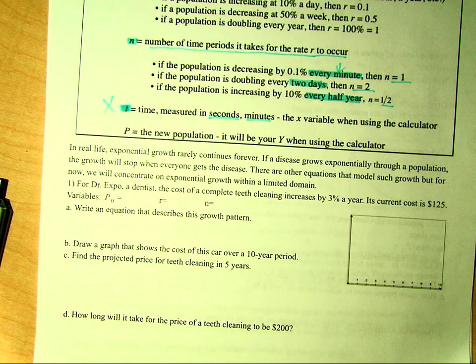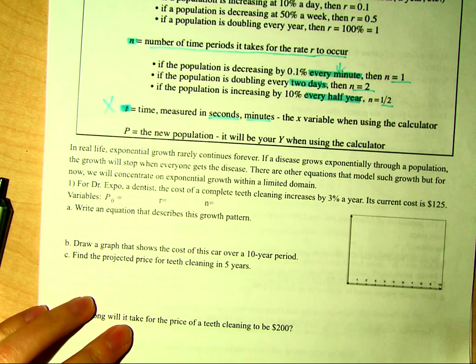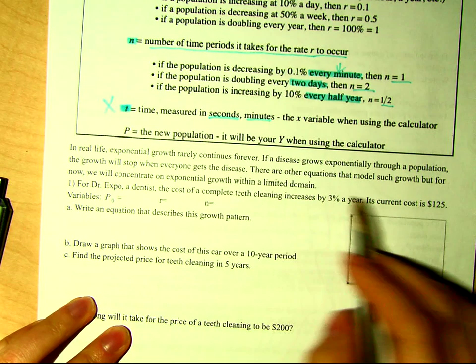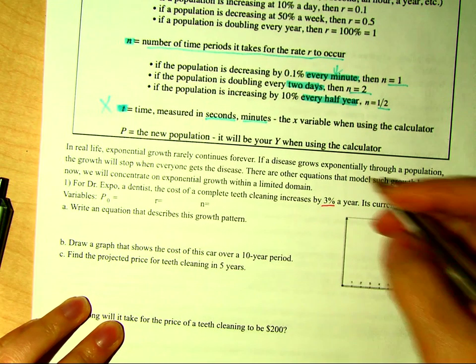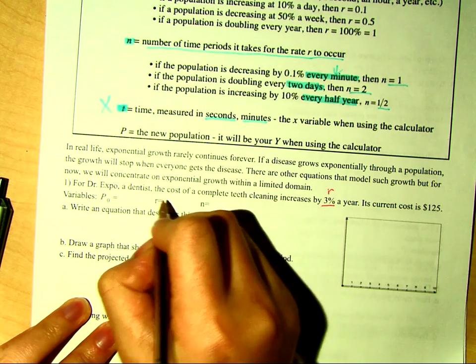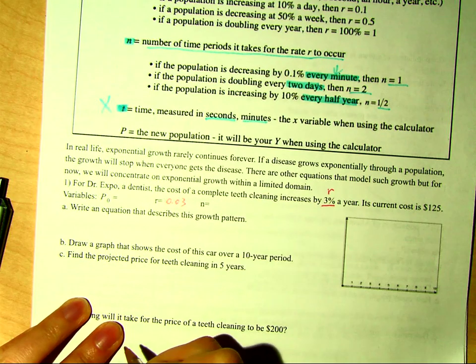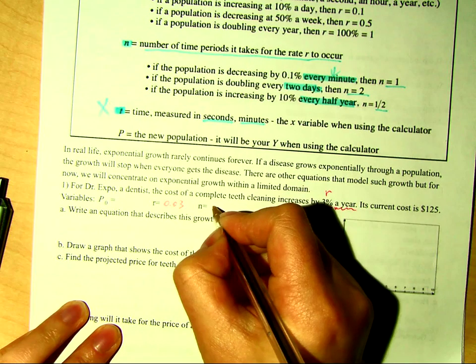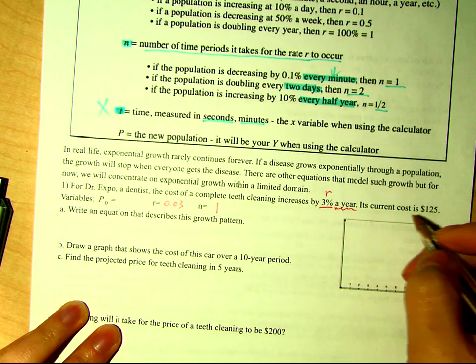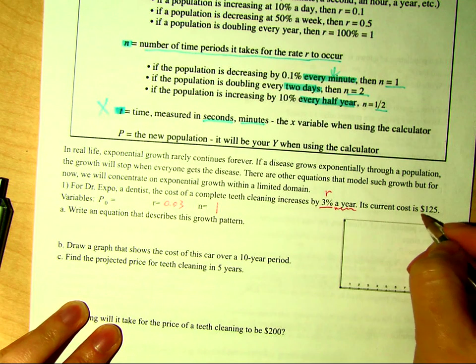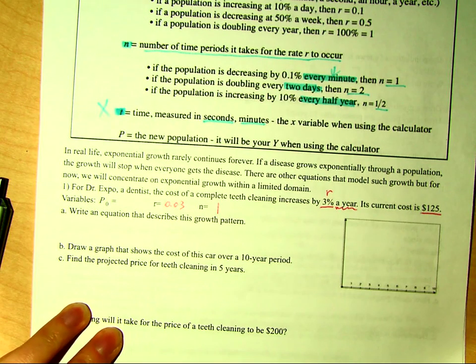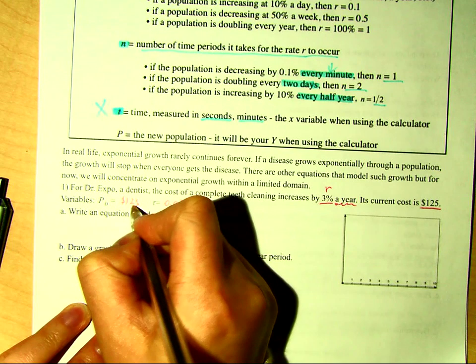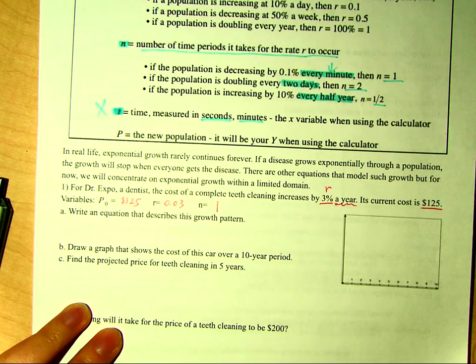For this question, first thing, you can highlight what is given, what are the necessary numbers you need to know to plug into the equation. So for this one, we know this one, so you can know that's going to be R. So R is 0.03, changing from percent to decimal. And a year will tell you N is 1. And its current cost is $125. So that would be our initial price. That's all we know from the problem.